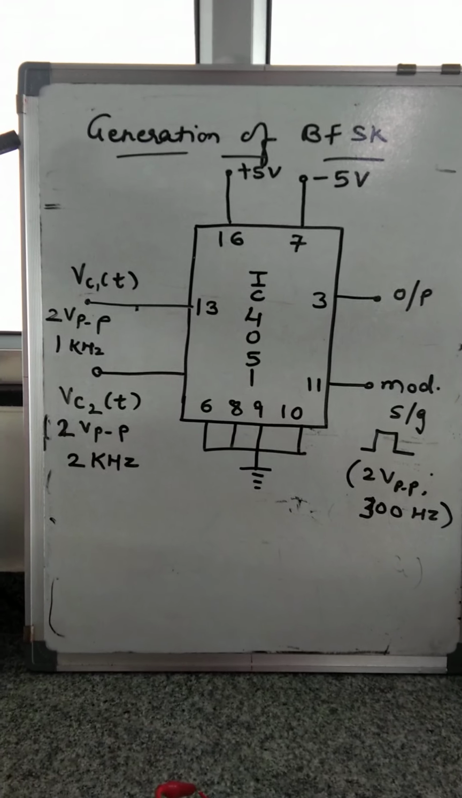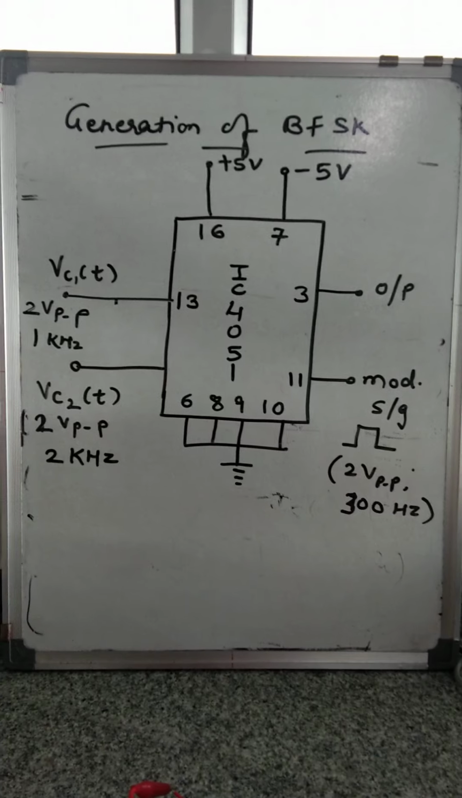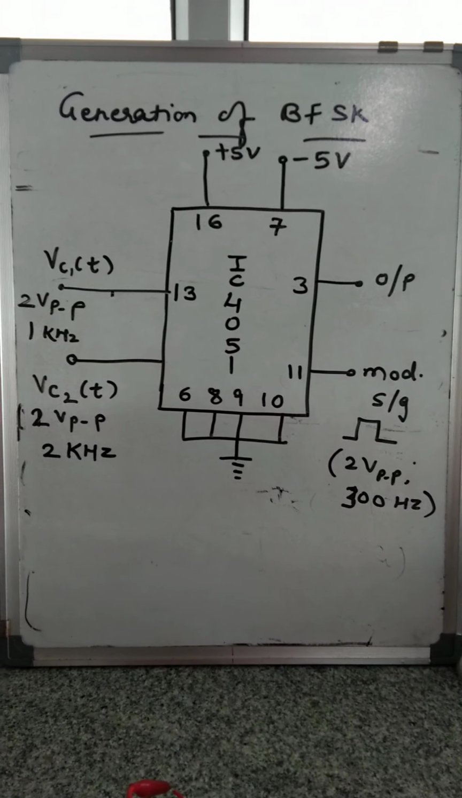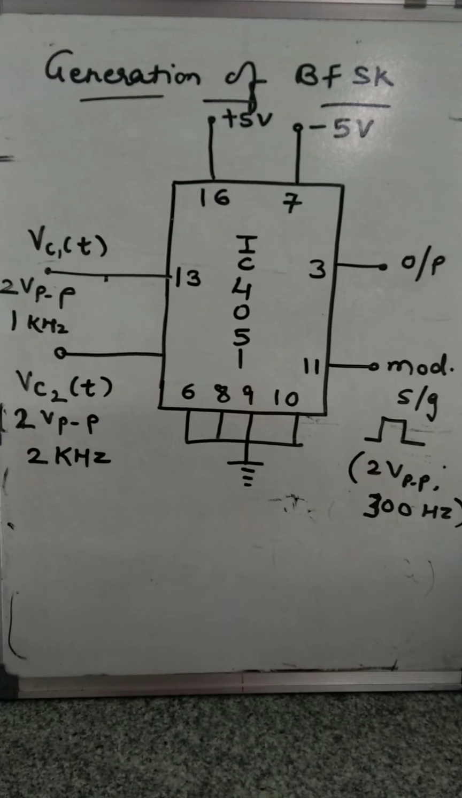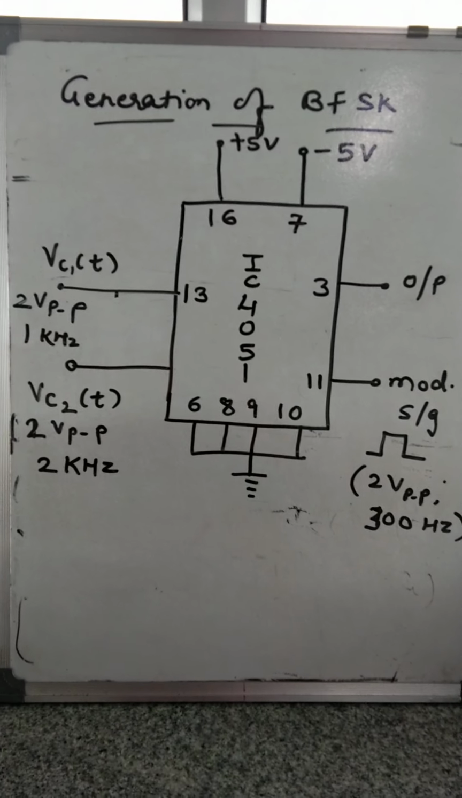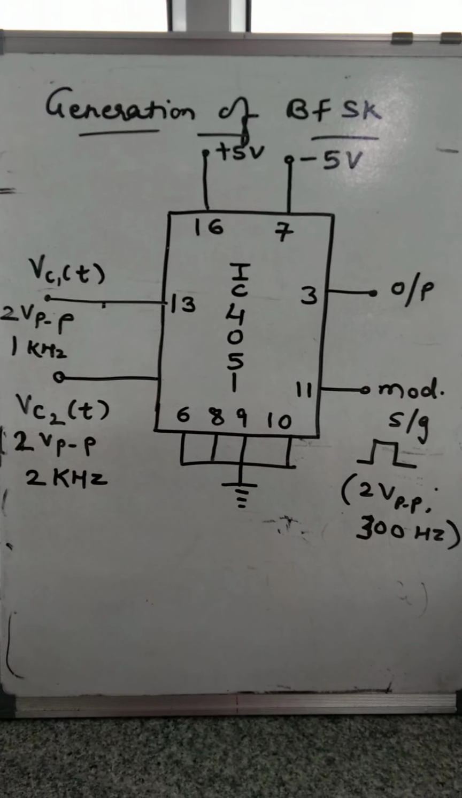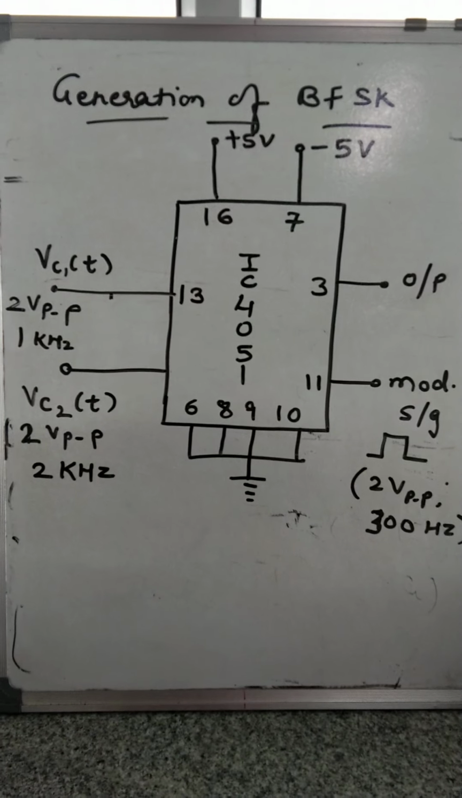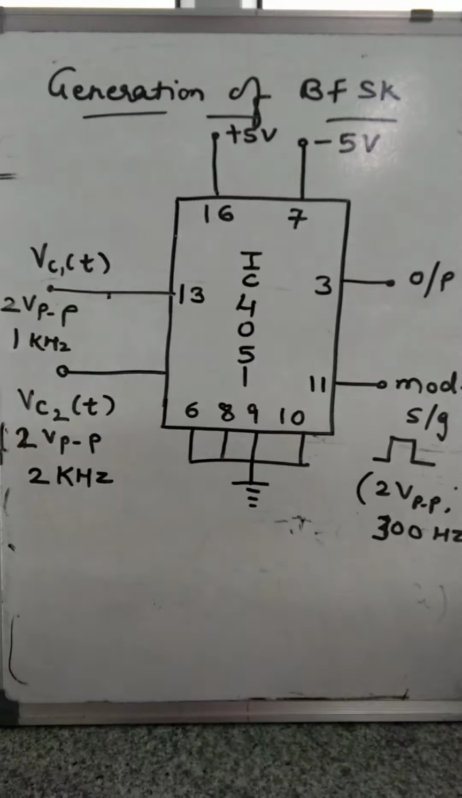Students, today we will be discussing generation of BFSK. We know that BFSK is binary frequency shift keying. Now in binary frequency shift keying there are two logic levels, 0 and 1, and these two logic levels are basically used for representing the data by two carrier signals, one which will be having a higher frequency and the other which will be having a lower frequency.